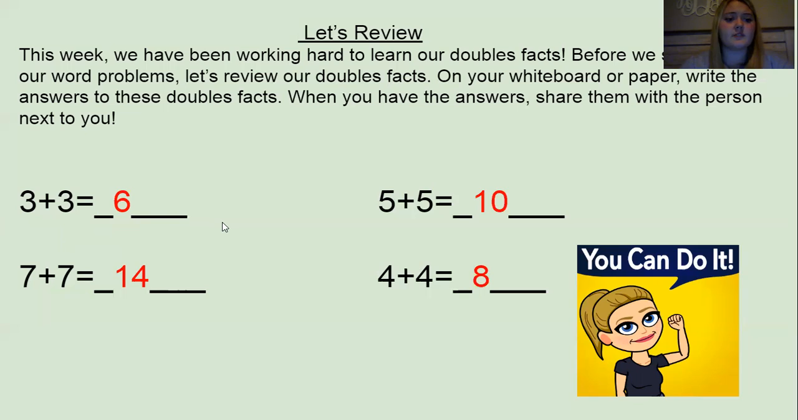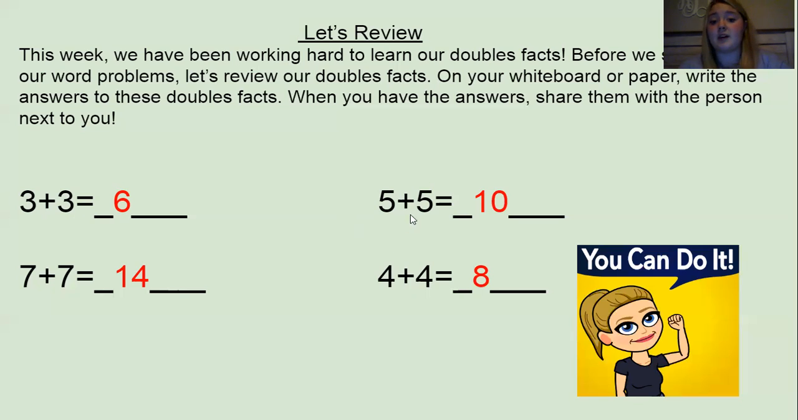When you are solving this problem, you could have used any strategy you want, but for our purposes right now, I'm going to use the counting on strategy. So when we do 3 plus 3, I'm going to take 3 because that is our first number. I'm going to put it in my brain. 3, and I'm going to count up 3 more. 3, 4, 5, 6. So I know when I count up 3 more, I get to 6, which is our answer. 3 plus 3 equals 6.